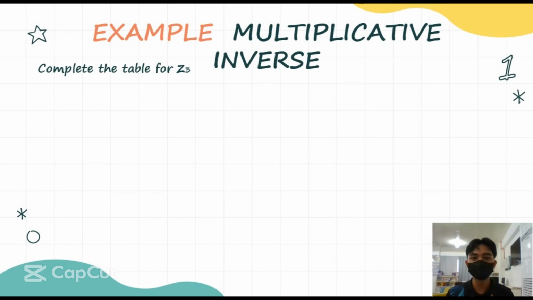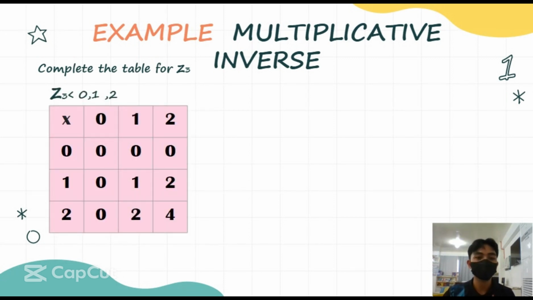We have here the example of multiplicative inverse using the table for Z3. So here in our table, as you can see, Z3 or mod 3, all positive numbers that are less than 3, we have to put in the table. So those numbers are 0, 1, and 2. So 3 is not included, because it's only positive numbers less than 3. So those are 0, 1, and 2, the same for the columns: 0, 1, and 2.